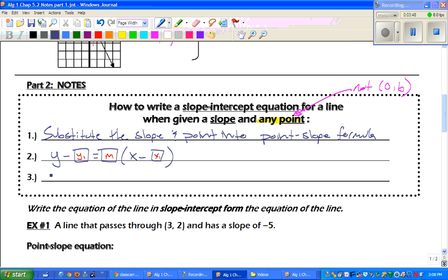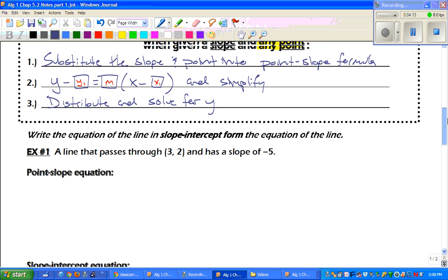Once you're done with that, you're going to distribute and solve for y. And pardon me real quick, for number 2, you are also going to have to simplify. You'll see more about that on the next side of the notes.